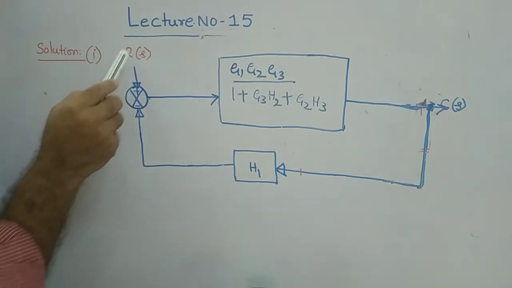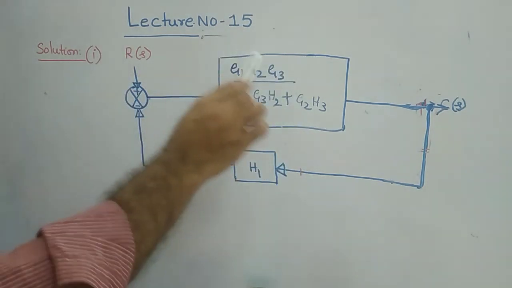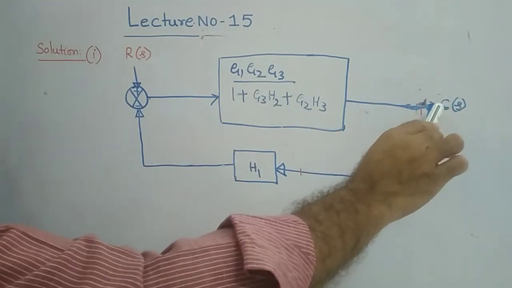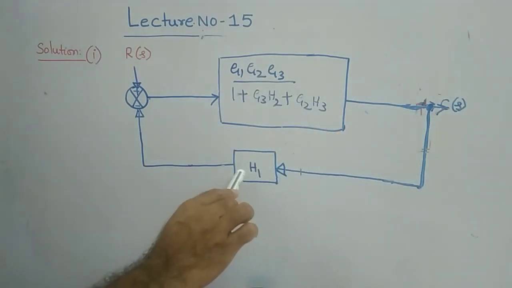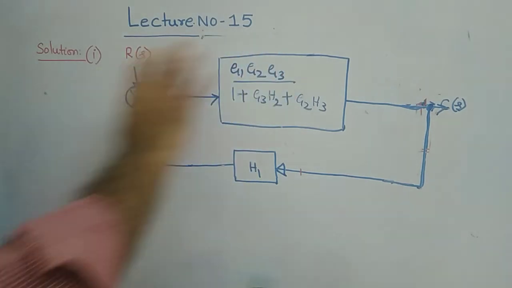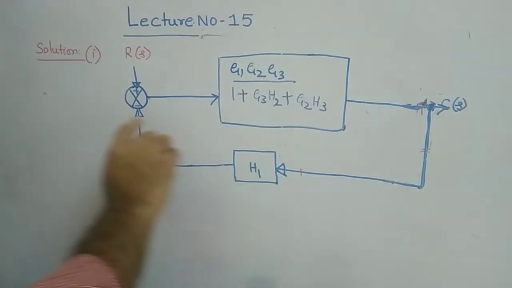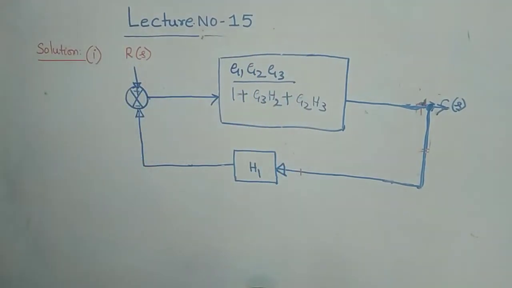Now see that this is your R of S, this is your gain, and this is your output, part of the output given with the negative feedback with gain H1. Now consider this entire thing as your gain G, and this is your H, again with negative feedback, and this is your R of S. Then finally, what will be the answer?